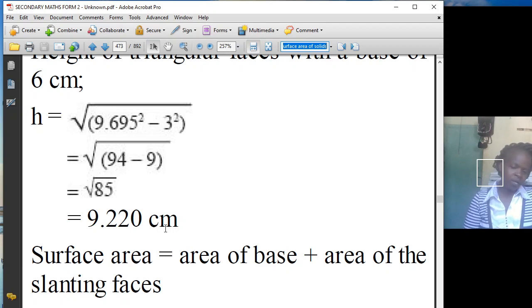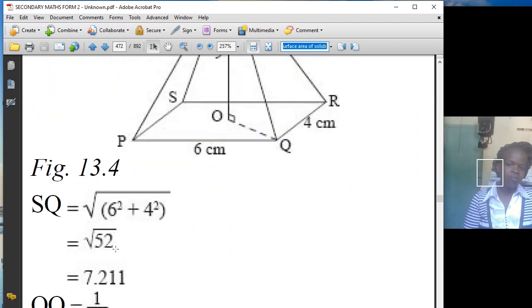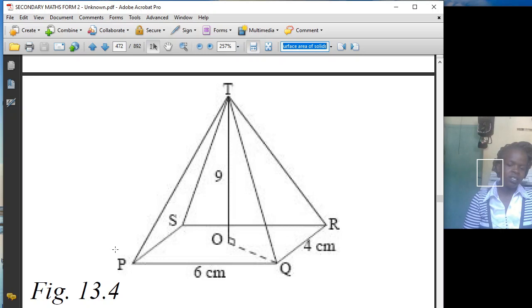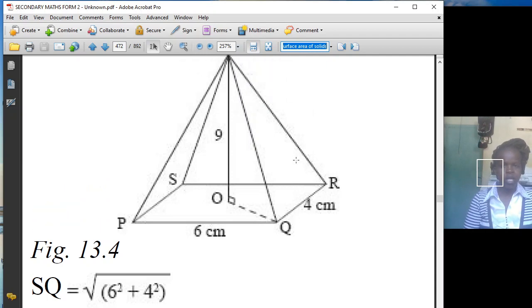Back to this. Surface area of that pyramid now. A pyramid with a rectangular base of height 9 centimeters. The base is 6 by 4. So starting with the base, it will be 6 by 4, which is 24. The slanting faces, this triangle times 2. This other triangle here, triangle TPQ times 2.